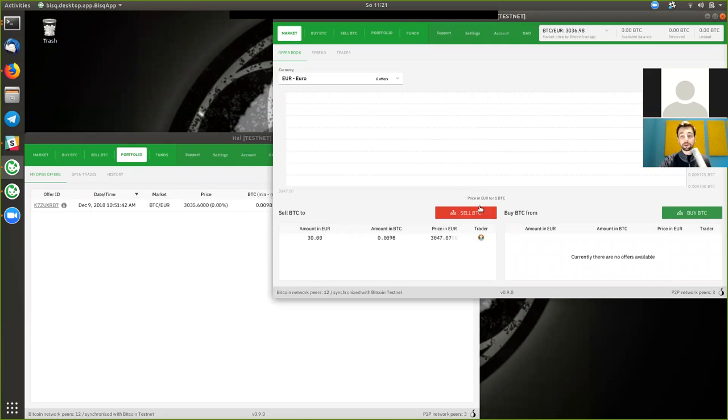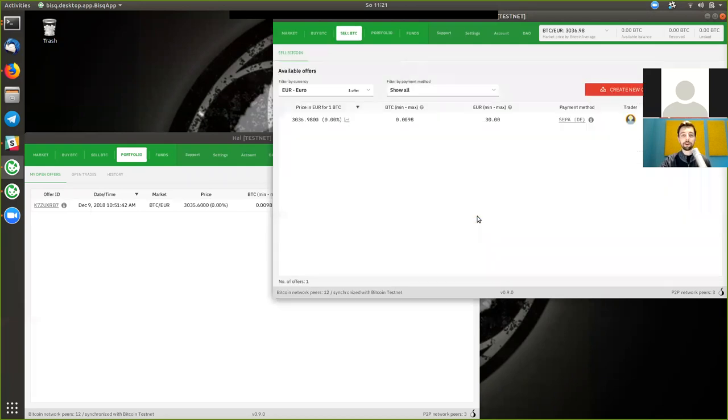And now if Satoshi wants to sell a couple Bitcoin, he can switch to the sell Bitcoin tab and see that there is one order, specifically by this trader. Do you see something? There is not a name, just an onion address, right? And he can see, of course, the price and the Bitcoin amount and the euro amount plus the payment method.